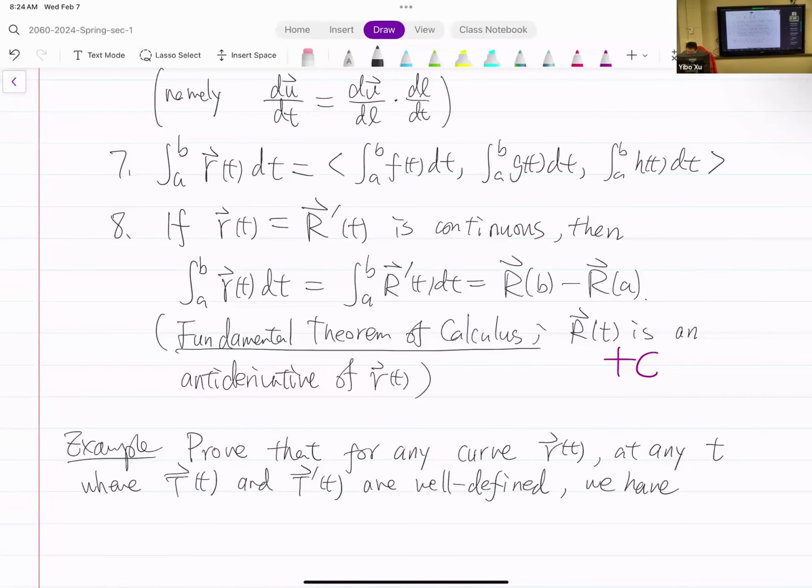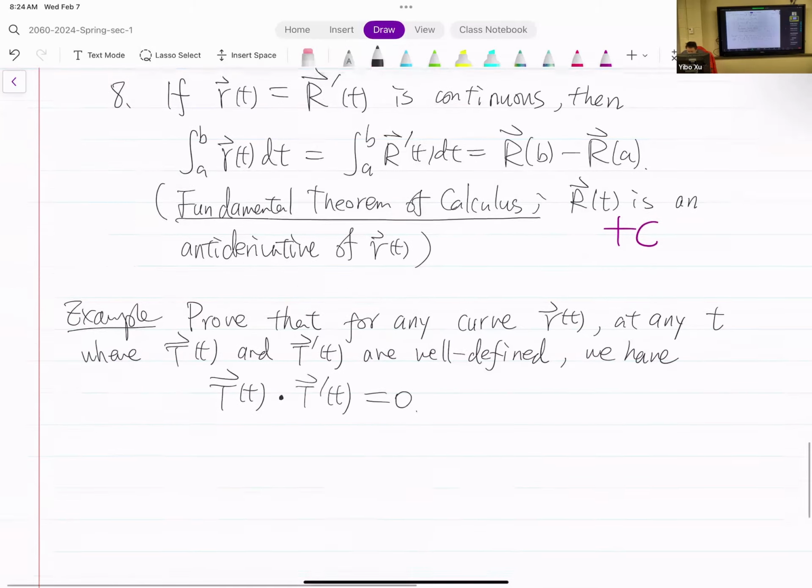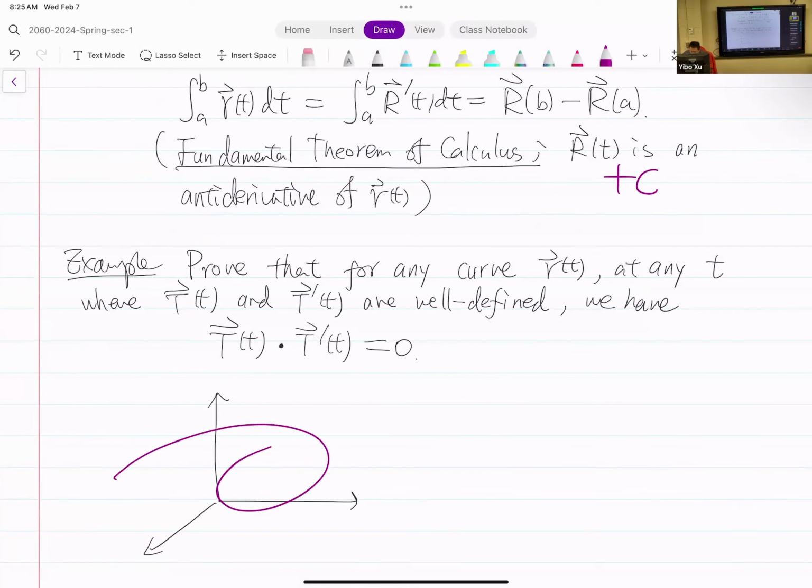We have the following relationship: T, dotted with its derivative of the vector function, T prime, is always equal to 0. So basically, the idea here is that if you think about the space curve like this, let's say we're just traveling along the curve along this direction, illustrated by the arrow.